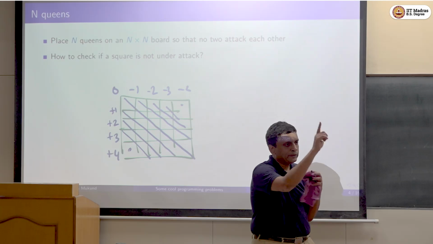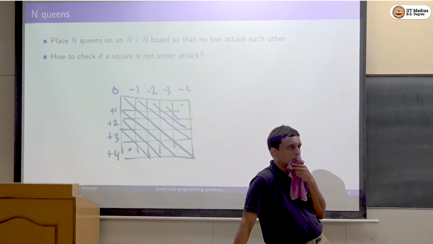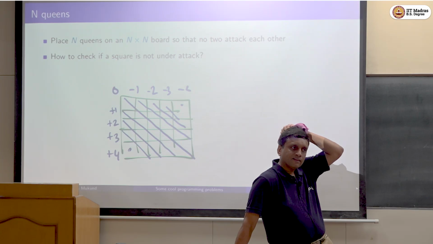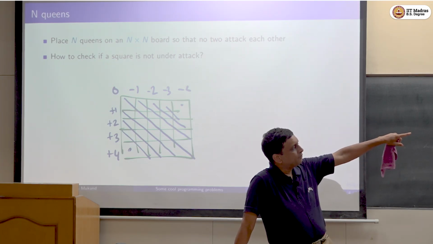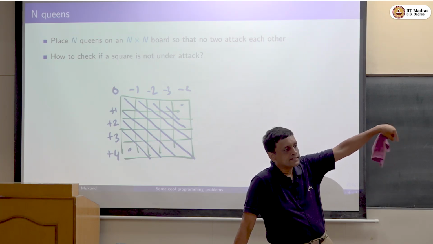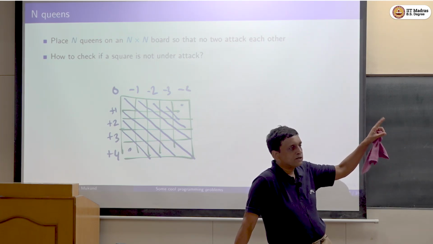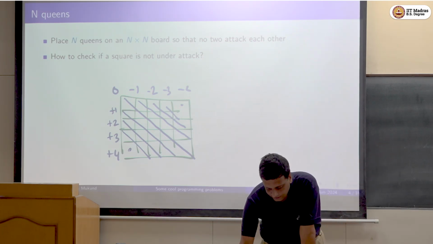So how many diagonals are there? Think of it this way. There is one diagonal which starts from the corner. And then for each of the n minus 1 positions, a new diagonal starts that way and this way. So it's 1 plus 2 times n minus 1.